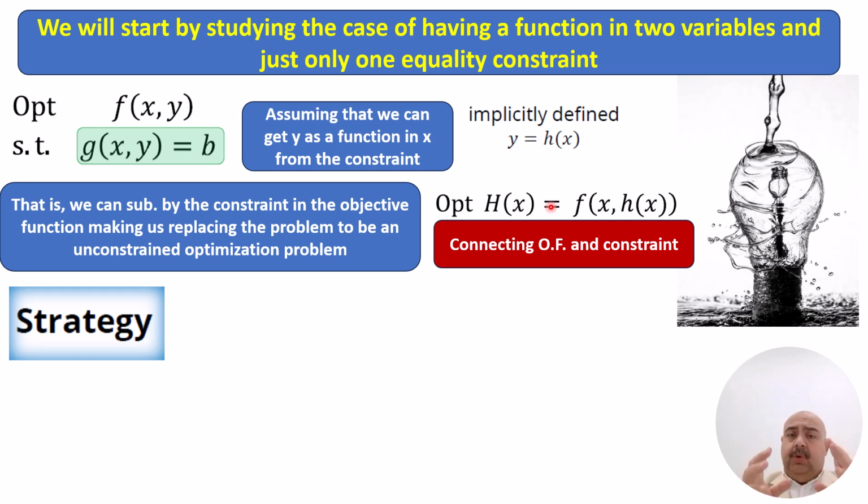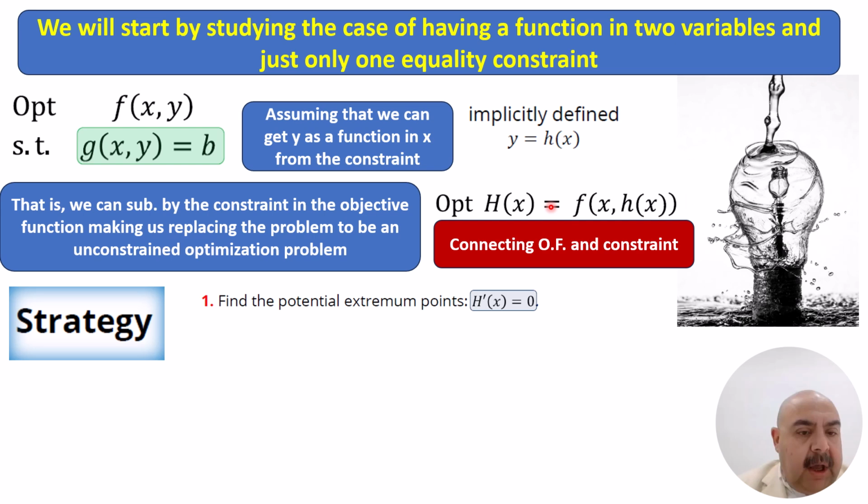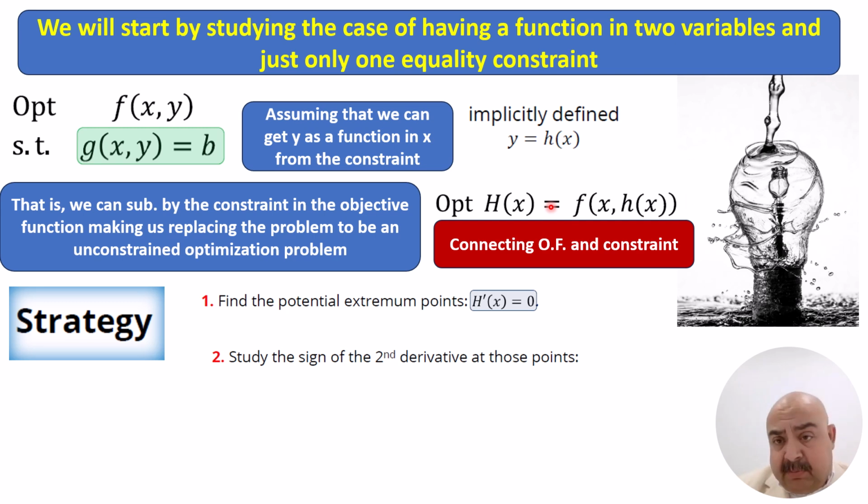Once we do this, we will get back to the unconstrained cases that we already studied before. So the strategy: find the potential extremum points, and this is really very simple. All I have to do, as we used to do previously, is get the first order derivative of H of x and then put it equal to 0. And this is how we are going to get our critical points or our extreme points.